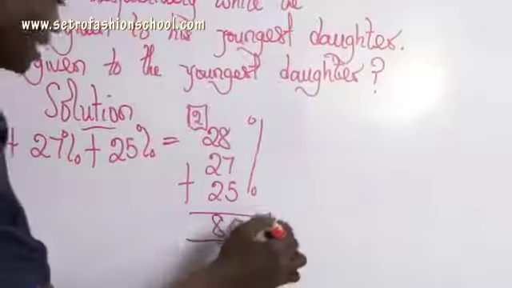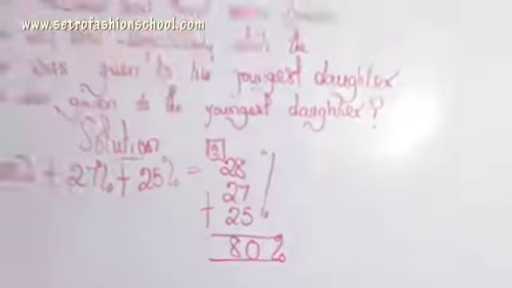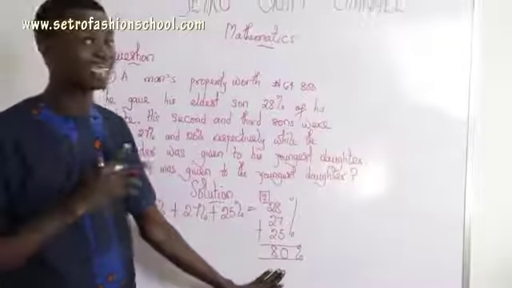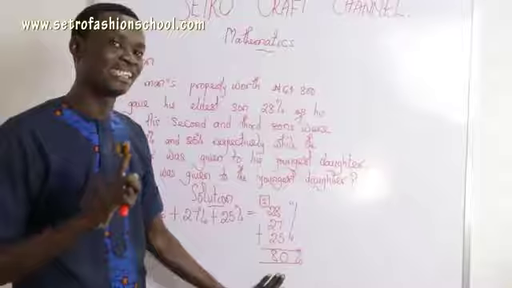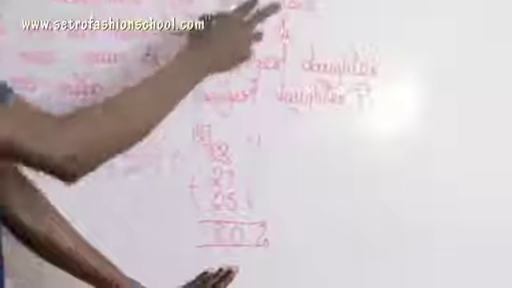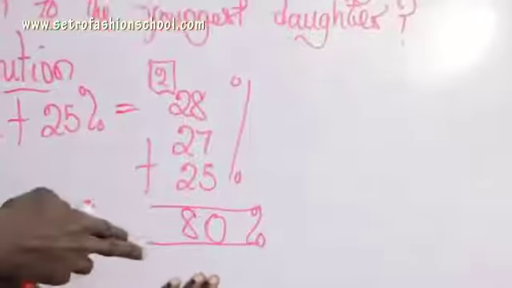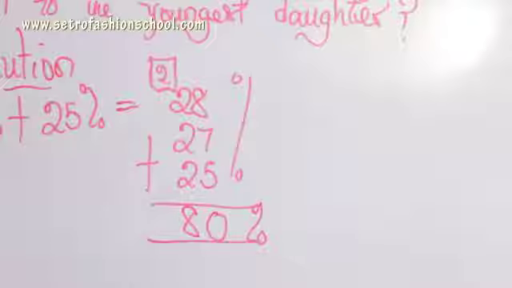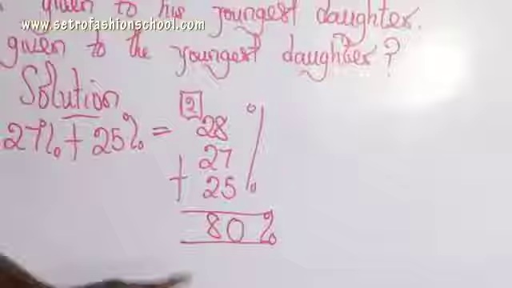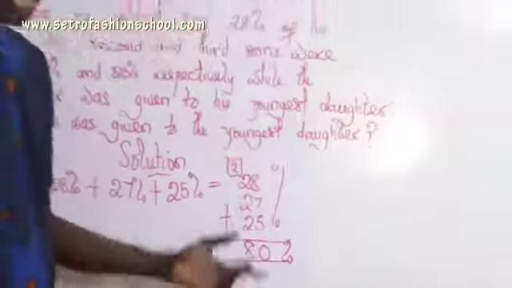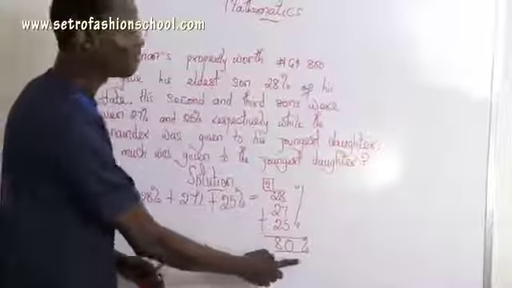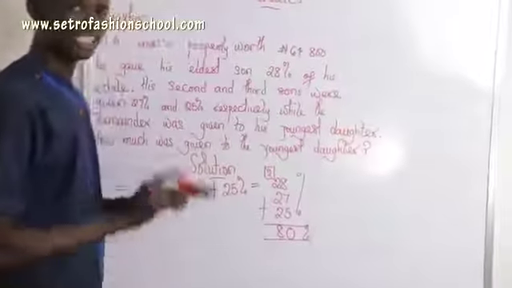Now, that is 80%. After you have gotten the 80%, don't forget that, like I said before, the total percentage is 100%. And here we have 80% after adding all the percentages of the three sons together. Now, can you tell me how many percent is remaining? That's great. Which means 20% remaining. How do I get the 20% remaining? This is how you do it. Remove the 80% from the 100%, which is the total percent.